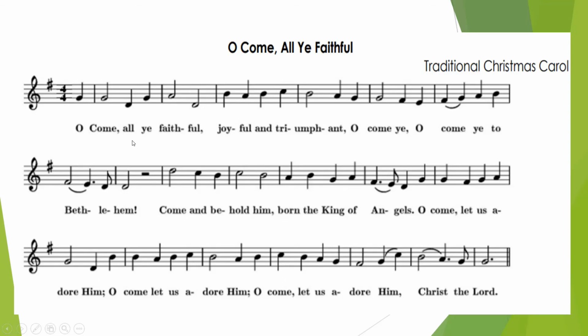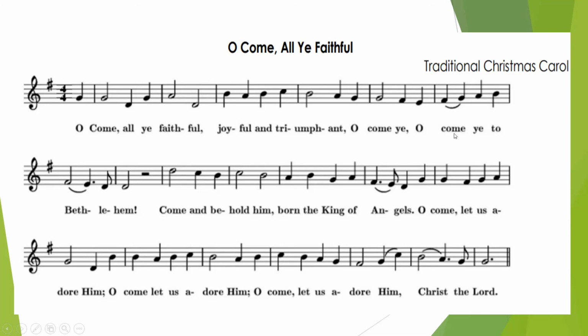O come all ye faithful, joyful and triumphant. O come ye, O come ye to Bethlehem. Come and behold him, born the King of angels. O come, let us adore him. O come, let us adore him. O come, let us adore him, Christ the Lord.